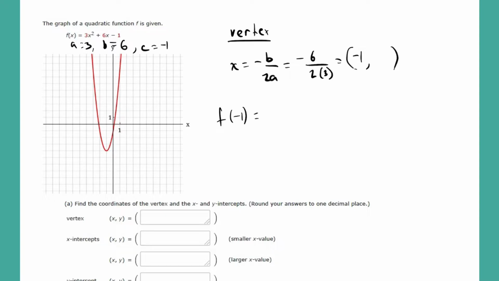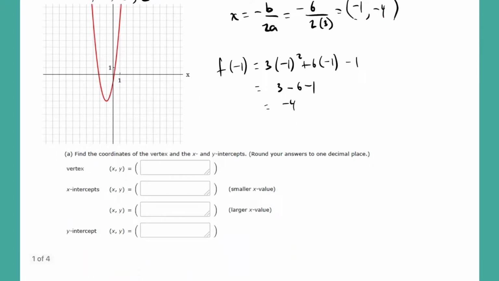We still have to find the y-coordinate. To find the y-coordinate, we plug the x-coordinate into the function, and we should get 3 minus 6 minus 1, which is negative 4. And we can see that here, negative 1, negative 4. That's exactly what the vertex is. And so we can write that here, negative 1, comma, negative 4.